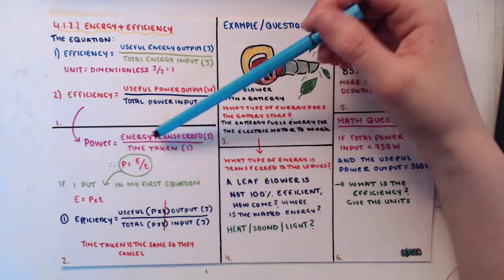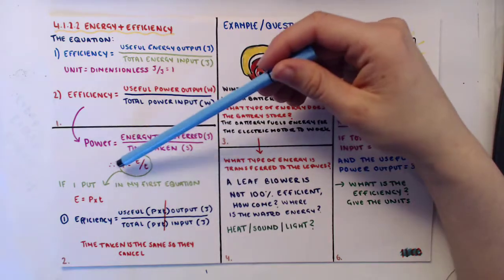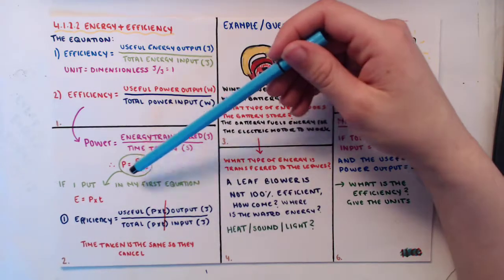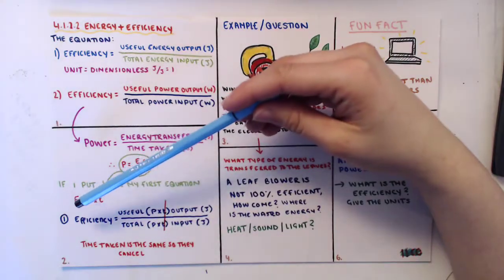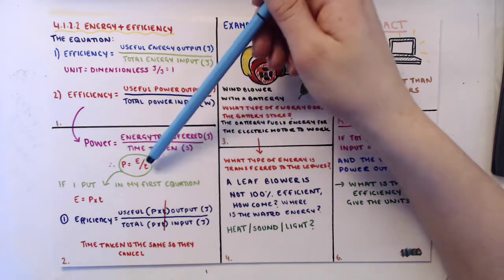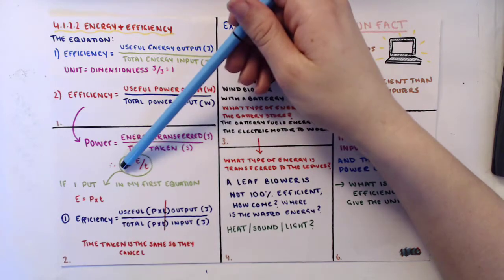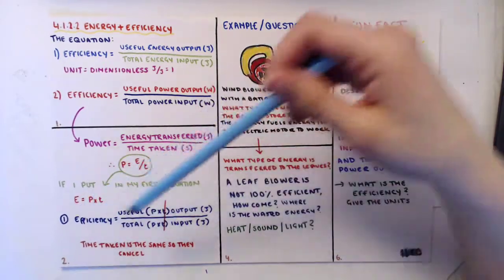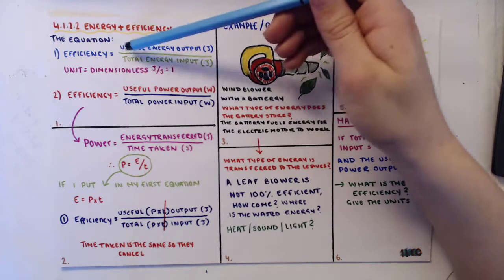Now, how we get from here to here is what I'm going to discuss. We know that power is the energy transferred divided by the time taken, joules per second. Simplify that to P equals E over T. Now, if I put this equation into my first equation, remember energy is equal to power times time. If I rearrange this, multiply both sides by time, I'm left with E on this side, and power times time on this side.